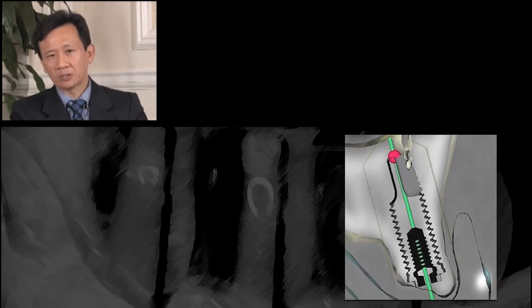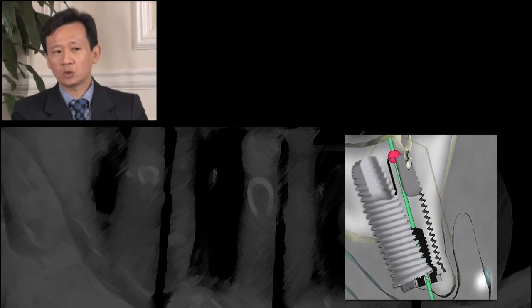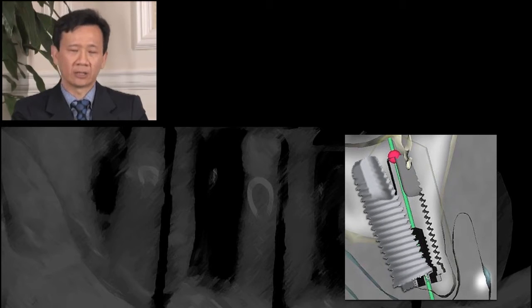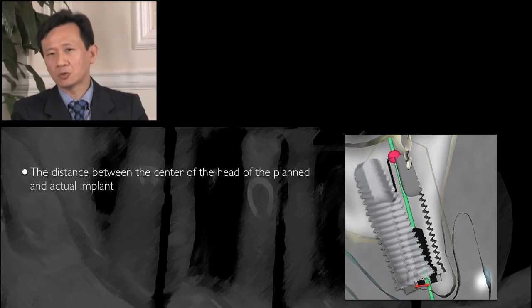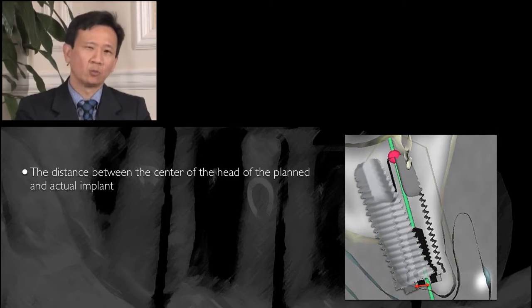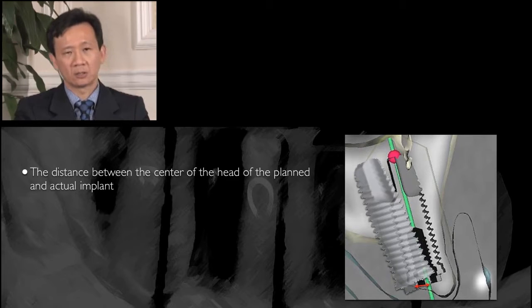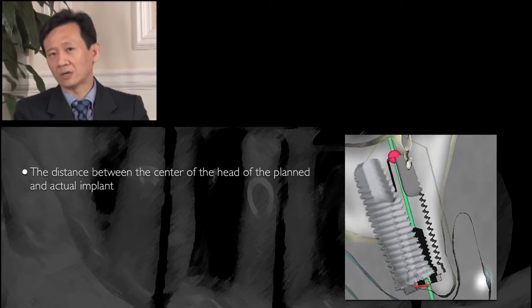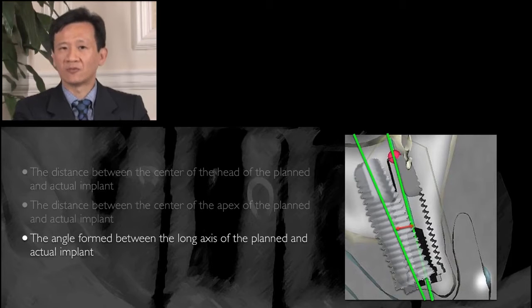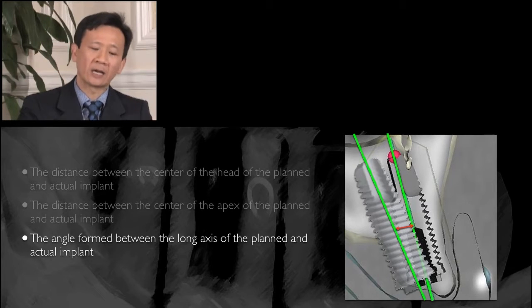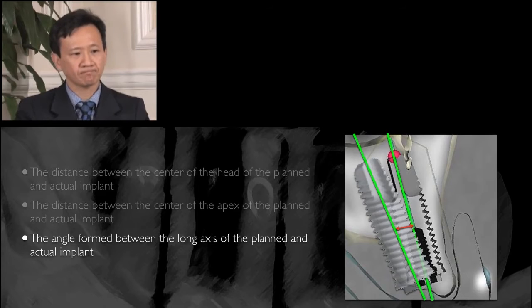In that comparison, they looked at the position where it was planned and the actual placement of the planned implant. They looked at 3 positions. And in fact, most of the articles and most of the research will look at these 3 positions: the head of the implant, or the center point, the apex of the implant, and the divergence angle between the long axis of the 2 implants placed.